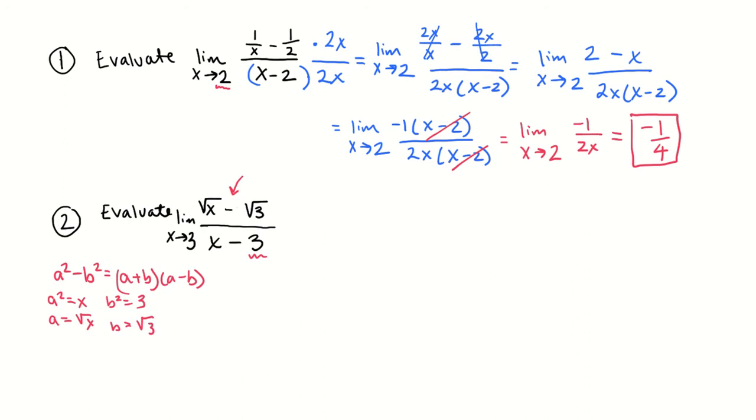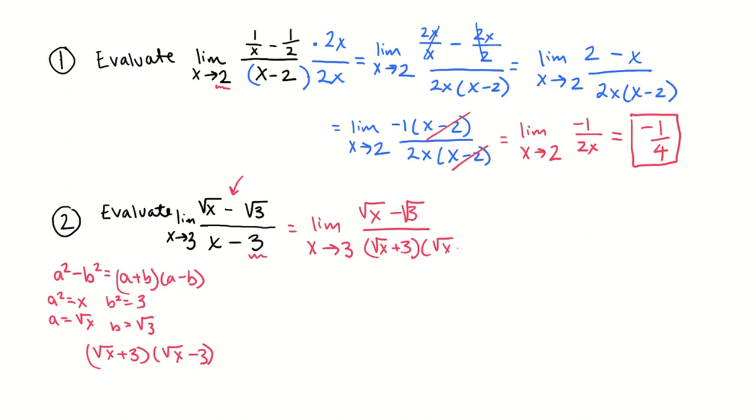And then we plug a and b into this pattern to get square root of x plus 3 and square root of x minus 3. So that would make this limit, the limit as x goes to 3 of square root of x minus square root of 3, over square root of x plus 3 times square root of x minus 3. Both of those 3's are under square roots. Sorry, I missed that down here. Since b was square root of 3, it would be root x plus root 3 and then root x minus root 3.